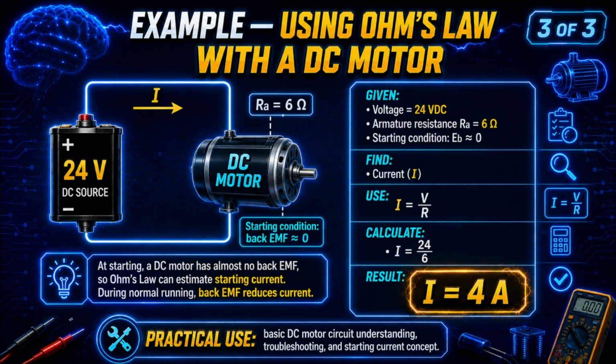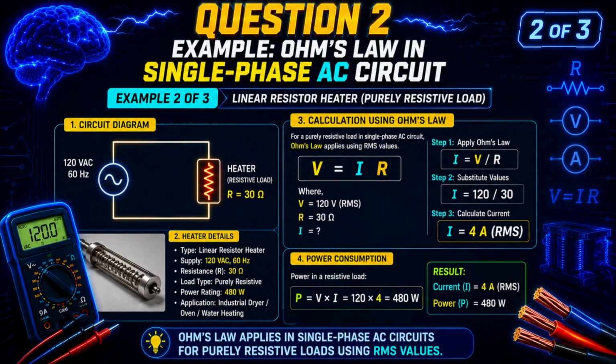Now let's see the same principle in a single-phase AC circuit. Here we have a 120-volt single-phase AC supply connected to a purely resistive heater of 30 ohms. Because this is a resistive load, we can use Ohm's law with RMS values. I equals 120 divided by 30, which gives 4 amperes RMS. This shows that Ohm's law also works directly with a purely resistive single-phase AC load.